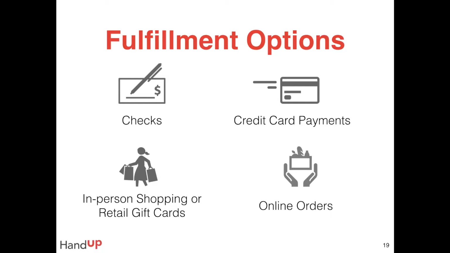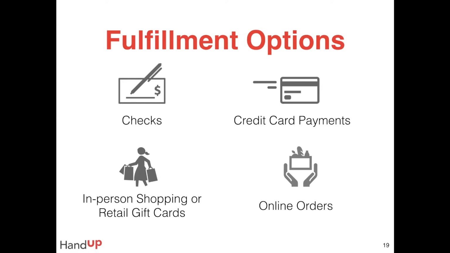Next, we'll go over fulfillment options, or essentially the different payment methods that we've seen work in the past. One way is just old school checks. A really popular way is credit card payments. Sometimes you have a bill that you could pay or something like that. You can use a credit card. In-person shopping or retail gift cards. If you have time, by all means, you can shop with them on the company card for the certain amount, or issue retail gift cards. Maybe you don't have time to go to the grocery store, but you have a gift card to the grocery store. That works as well.